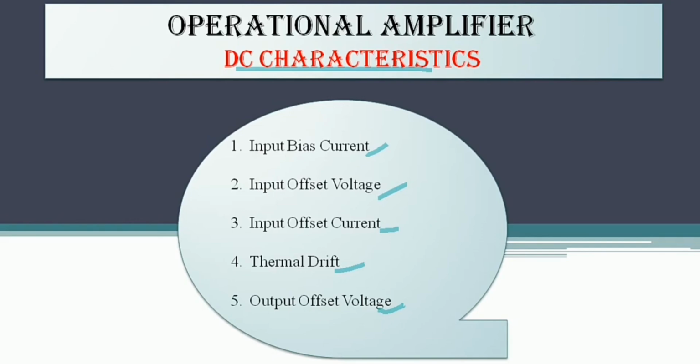Now we are going to see the first parameter, that is input bias current. We are going to see what input bias current is and how it affects the operational amplifier, and thereafter what compensation technique is used to get the output voltage 0 if there is no input signal present. Now let us see the first parameter, the input bias current.